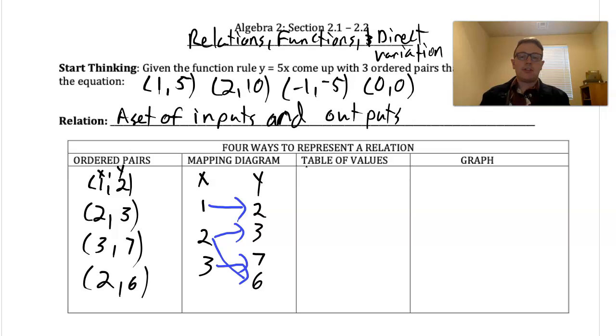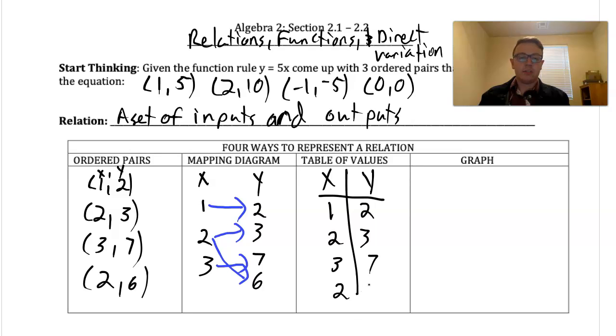Another way we've done this before is a table of values, where we take all of our x's and all of our y's, and like ordered pairs, we just put them in like this. So 1 is our input, 2 is our output, 2, 3 is our output, 3 is in, 7 is out, 2 is in, 6 is out.